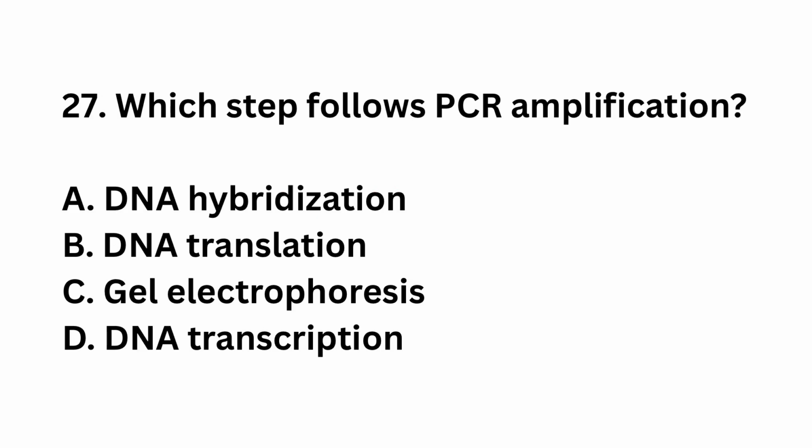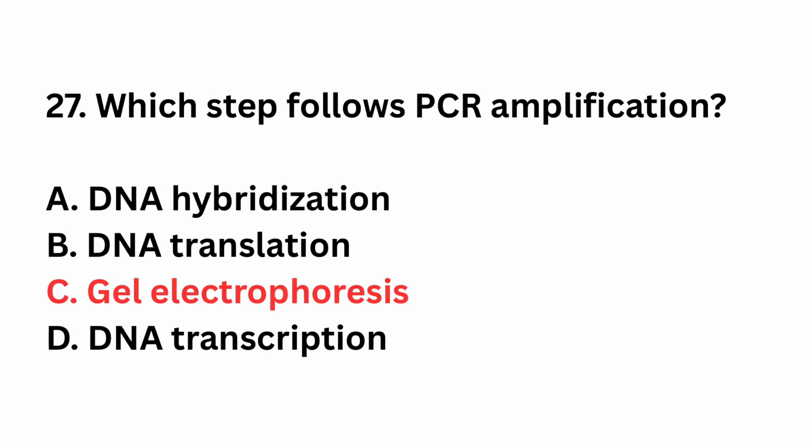Question number 27. Which step follows PCR amplification? DNA hybridization, DNA translation, gel electrophoresis, DNA transcription. The right answer is option C, gel electrophoresis. PCR products are usually analyzed using agarose gel electrophoresis to confirm amplification.